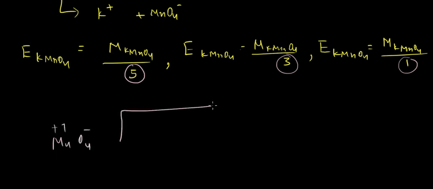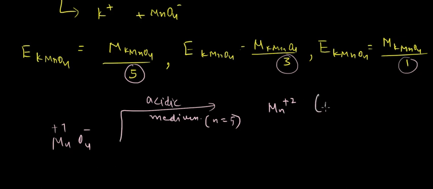So in acidic medium, the n factor would be 5, and this will reduce Mn in +7 state to Mn in +2 state, which is colorless.